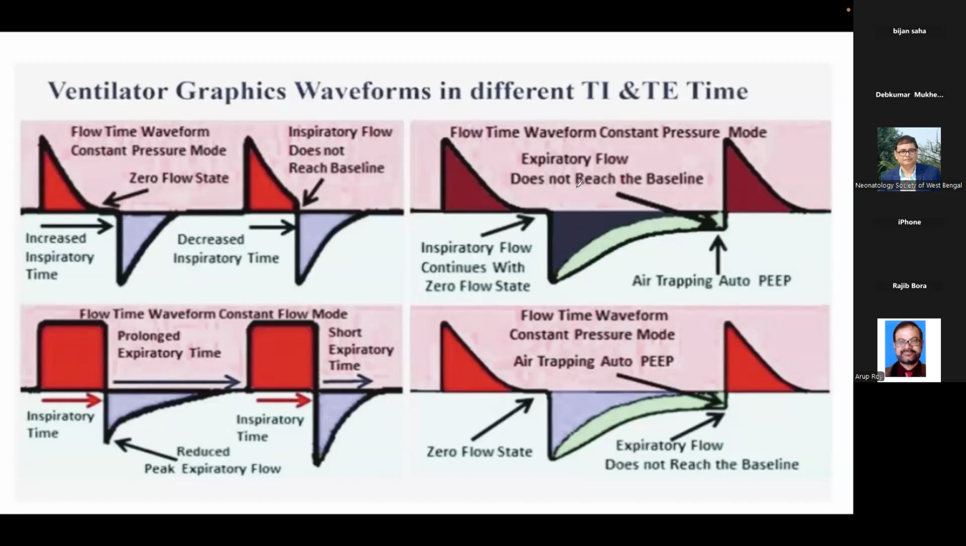So suppose we have set a parameter. By looking at the X-ray or the ABG, we cannot tell whether the TI or the TE that we are giving is appropriate. But as we can see here, by looking at these graphs, we get an idea whether the parameters that we have set are really benefiting the patient, or whether we need to modify something in these parameters. So this is how it helps.